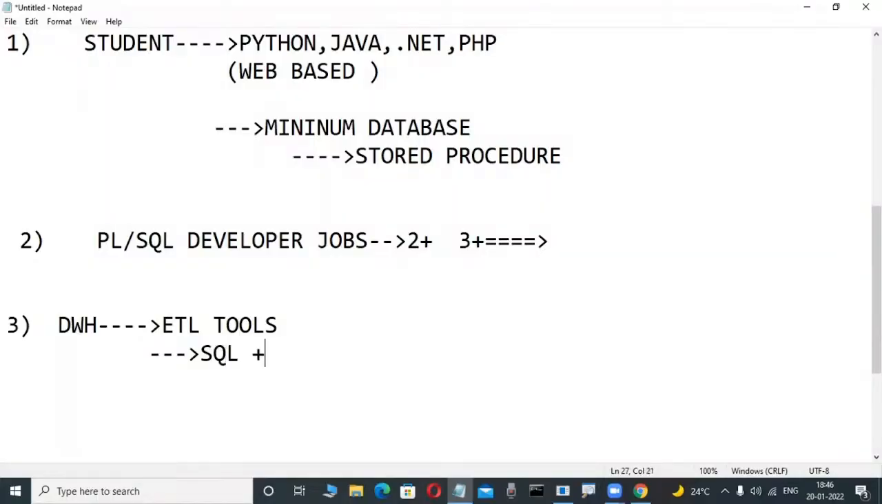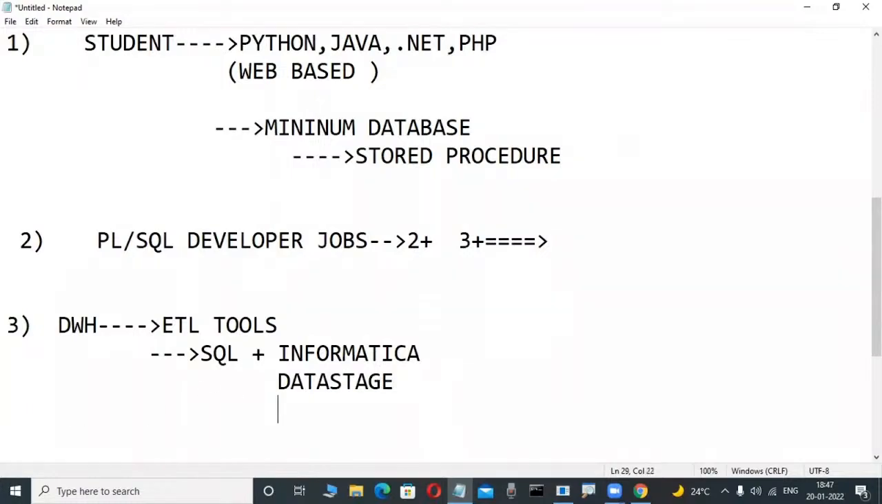Having an idea of SQL, they learn the tools in institutes also. Informatica is a very popular tool, and DataStage is another popular ETL tool.